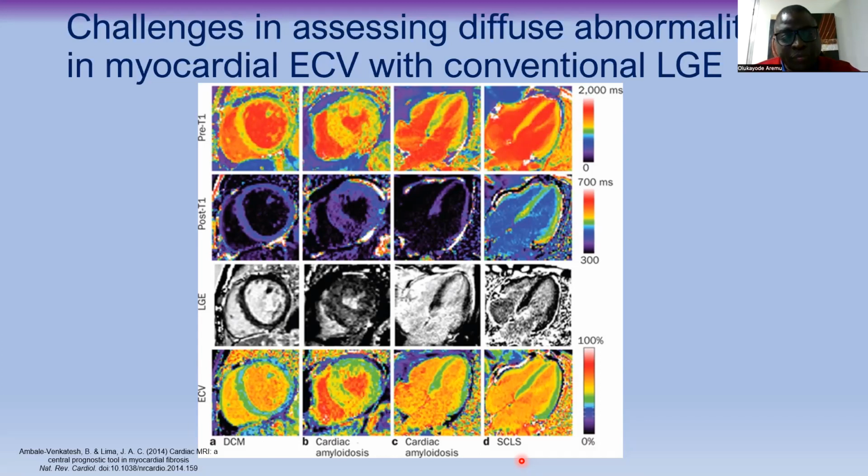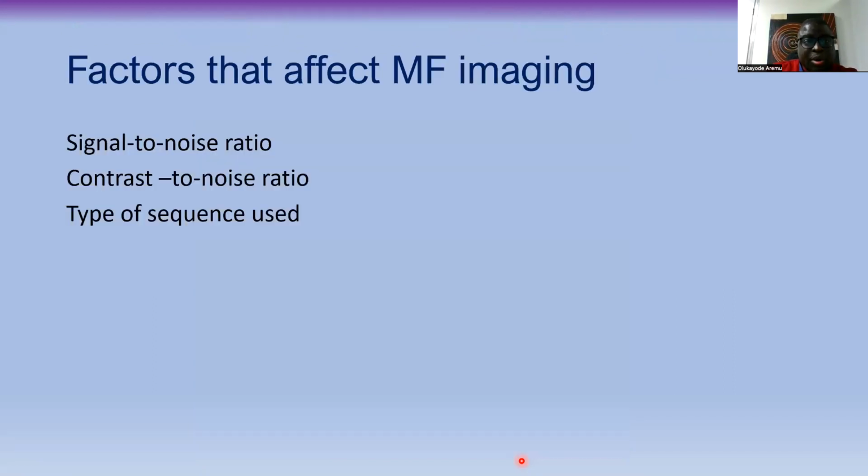I've mentioned it before, and that is the reason why we keep using the T1 and ECV. T1 to check diffuse fibrosis, ECV to also correlate it, and then to check for ongoing inflammation that you can see in the myocardium.